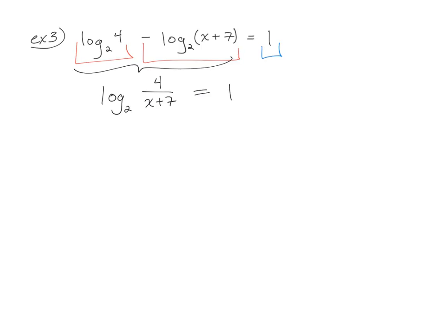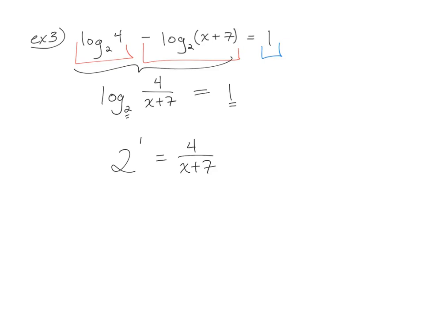All right, so we determined that not all the terms are logs. We were able to get all of the log terms on one side and all of the non-log terms on the other. We condensed. Now we have to rewrite this in exponential form. That's the only other thing we can do. So we take the base, we raise it to the exponent. Remember, a log is always equal to an exponent, so 2 to the first power, and that will be equal to the argument, 4 over x plus 7.